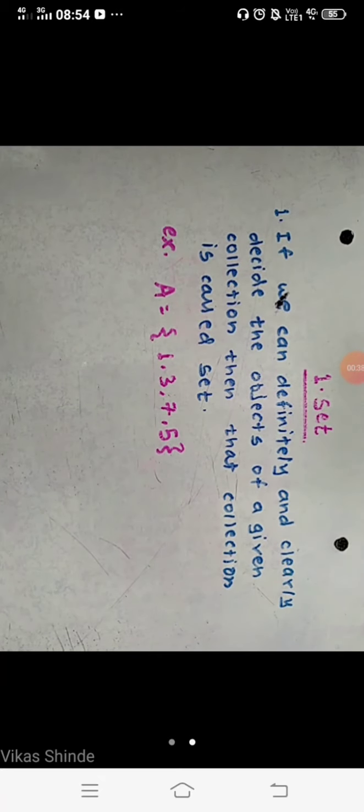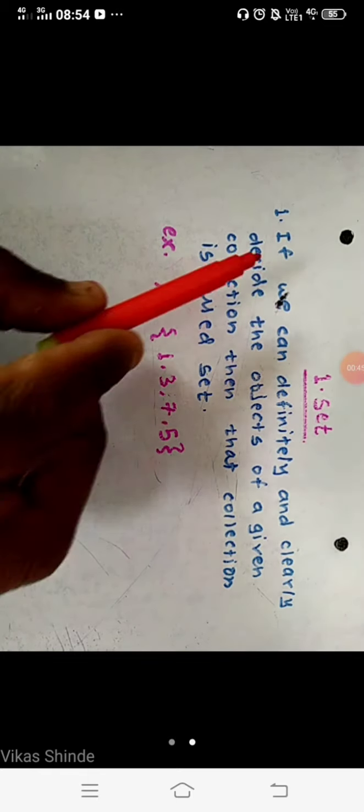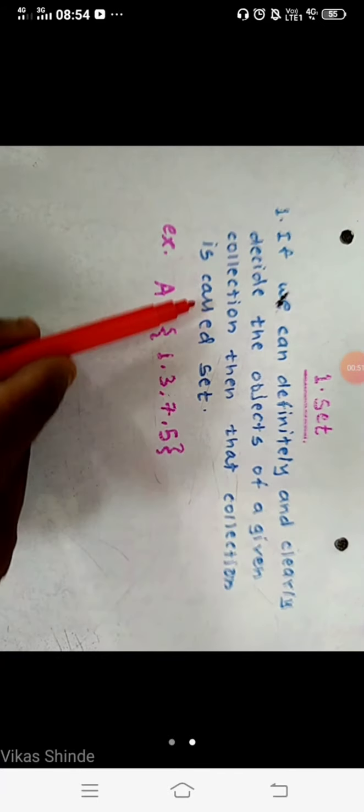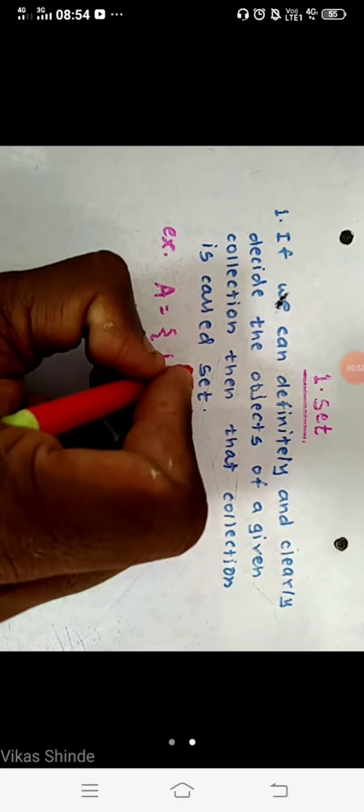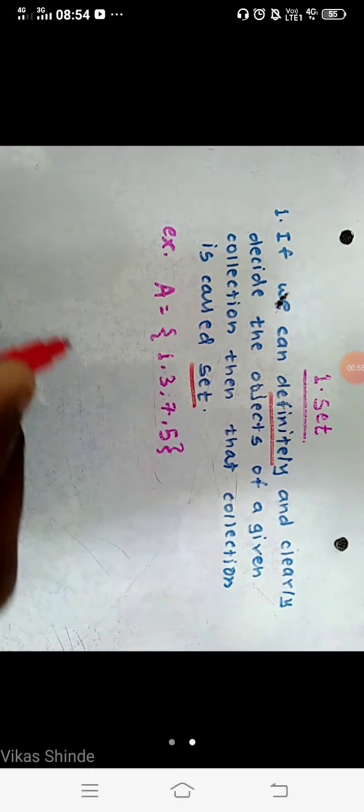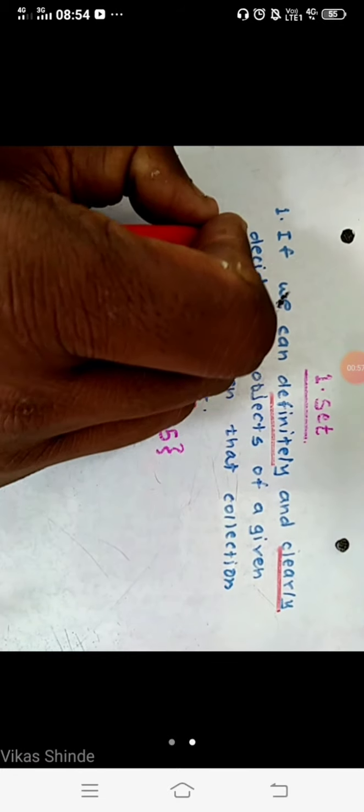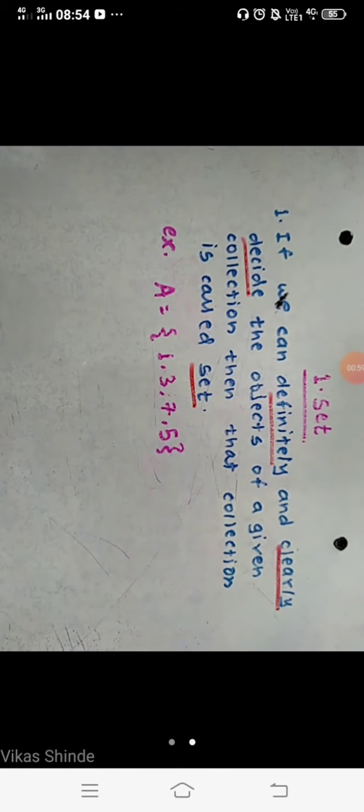Lesson number 1, set. In this lesson, the first point here is the definition of set. If we can definitely and clearly decide the objects of a given collection, then that collection is called a set. Means we can definitely and clearly decide that collection, that group, is a set. Okay, for example, here I write one example.